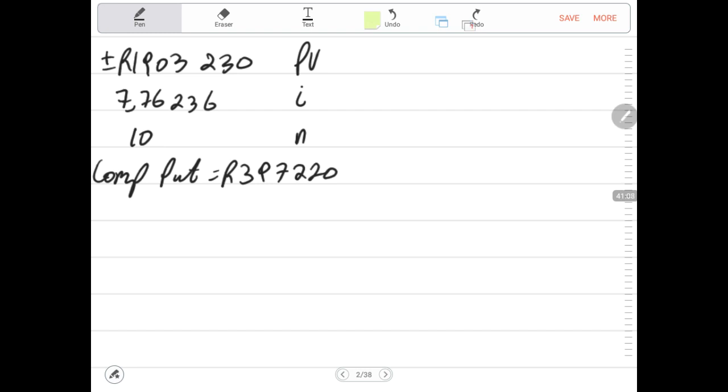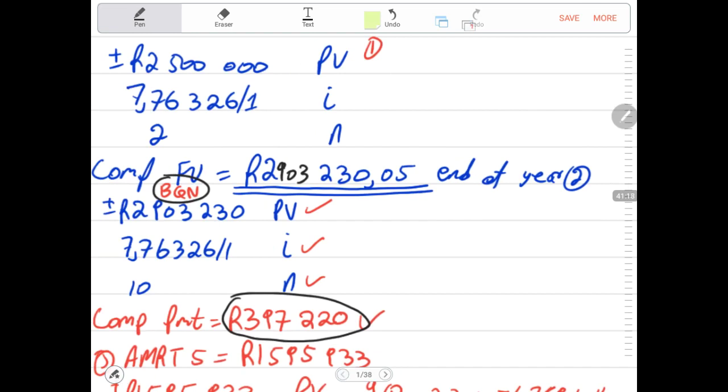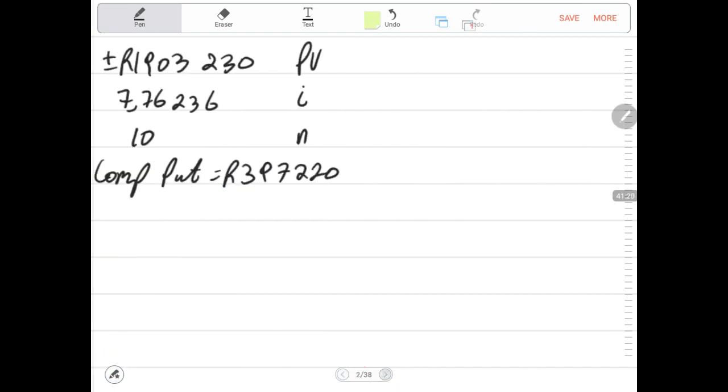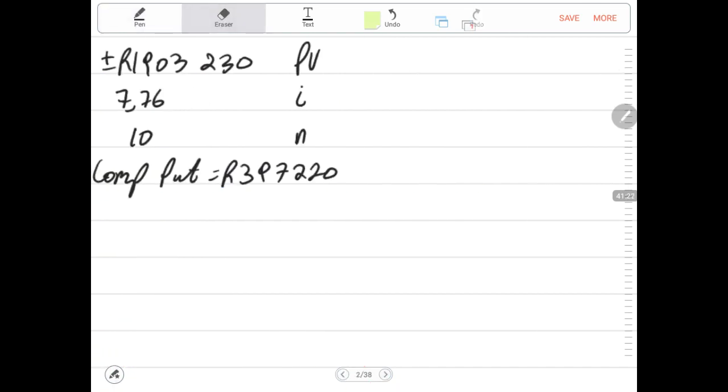1,903,230 plus minus present value. 7.76326 is our interest. Is it 326 or 236? It is 326. 326 is our interest. 10 is our I. Then 10 is our N. Then you compute our PMT. Something wrong there.